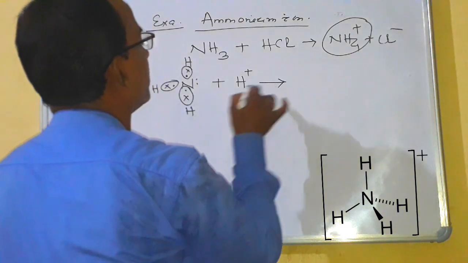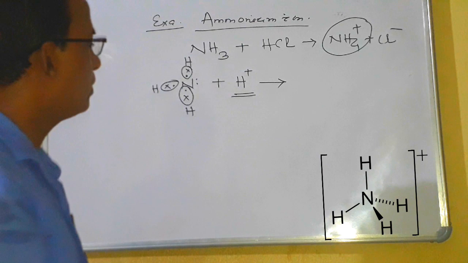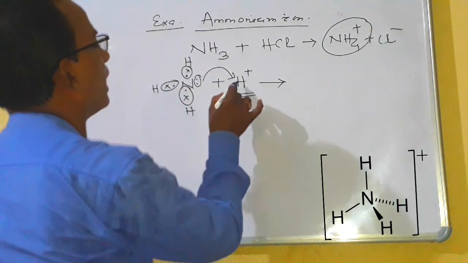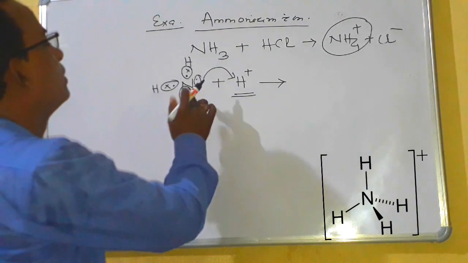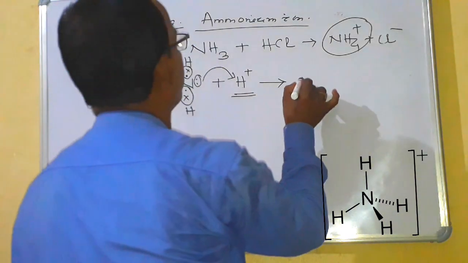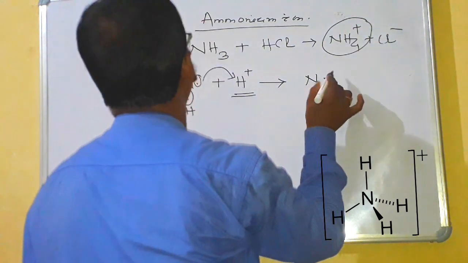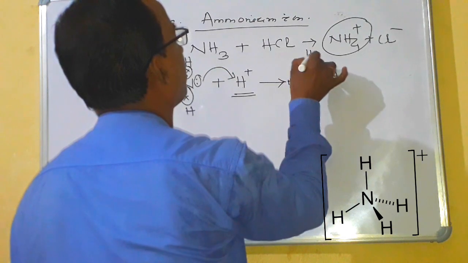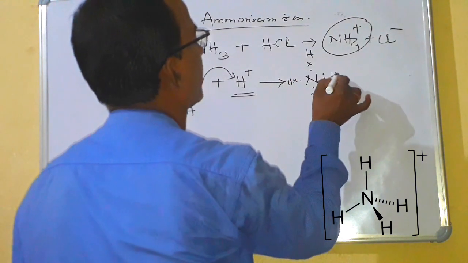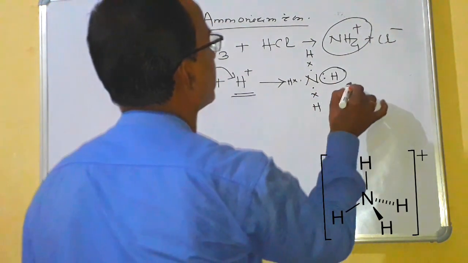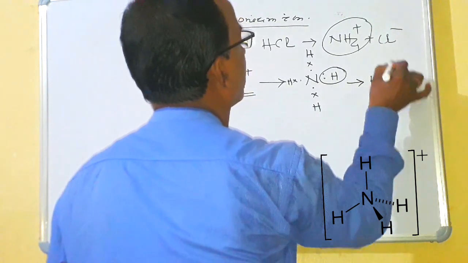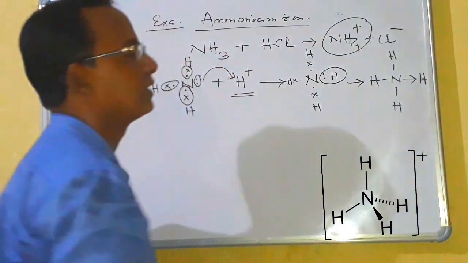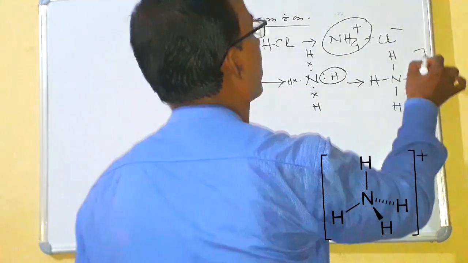So when it is added to an H+ ion, a proton, H+ has no electron. The entire lone pair is shared towards hydrogen, forming a nitrogen-hydrogen coordinate bond, that is H, N, H, H, and this is a coordinate bond. And this is a plus ion.